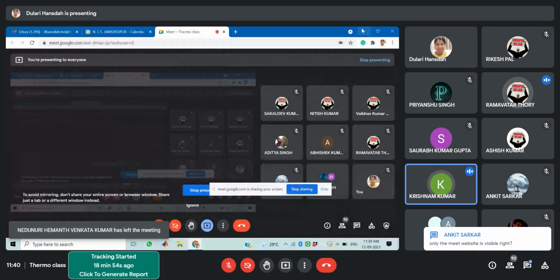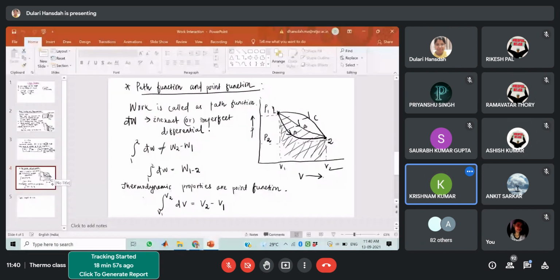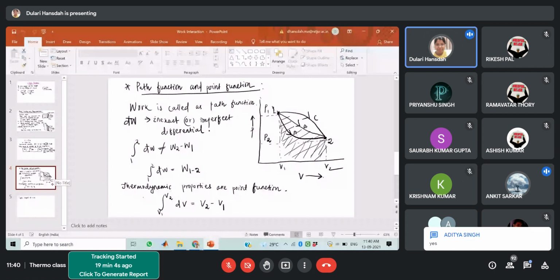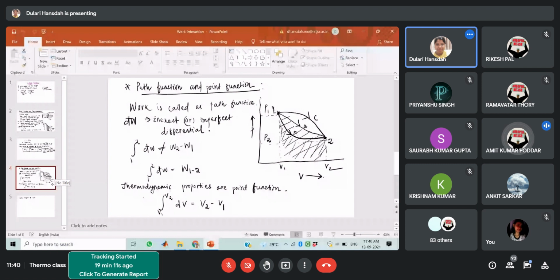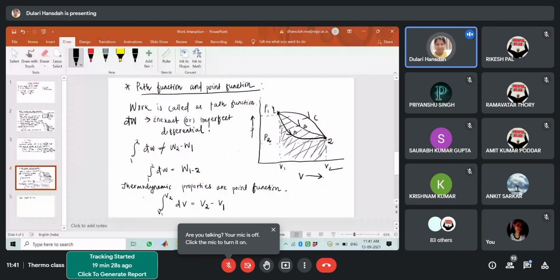Ma'am, are you on PowerPoint or? Actually, I have clicked it here only. I don't know. Is that visible? Ma'am, it is freezing. It freezes for a while after changing, and then the slide changes. This was not happening before when I took classes, it is happening only today. I don't know what the issue is. Maybe it is an issue with your Google Meet. In my system it is okay.